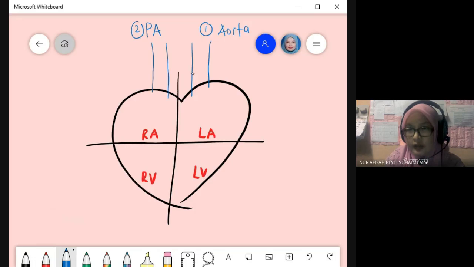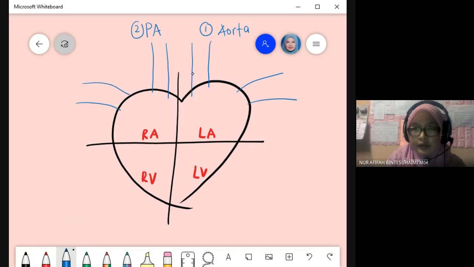Okay. The other two blood vessels. For the below part is the vein. Vena. Vein. This upper is artery, these two are vein. So, what's their name? Can you remember these two?